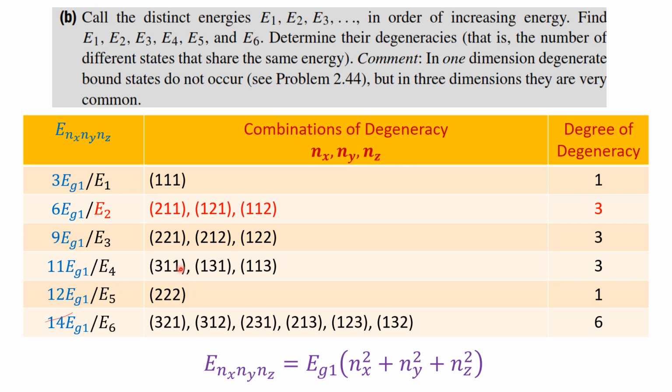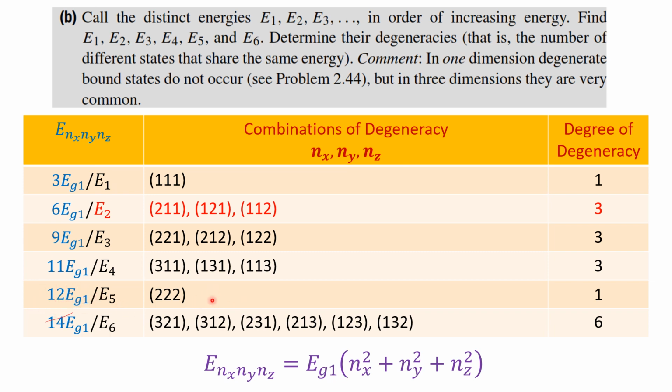So 3 squared plus 1 squared plus 1 squared will become 11. So 11 times EG1. So that is E sub 4. Here also degeneracy is 3. Then you take all to the next energy level. Next to 11 EG1, you will get 12 EG1. That is 2 squared plus 2 squared plus 2 squared, where there is no degeneracy because all are the same, and there is only one energy state for the corresponding energy level of 12 EG1.